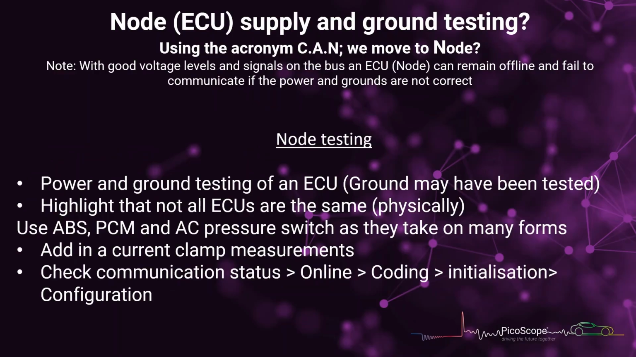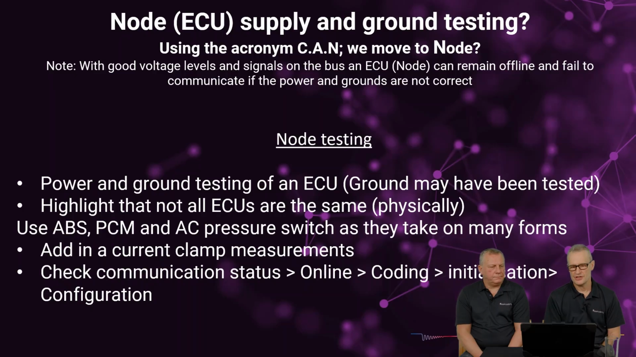And then we move on to node. So with good voltage levels and signals on the bus, an ECU node can remain offline and fail to communicate if the power supply and grounds are not correct. So we did our ground test while the vehicle was actually powered down. It made perfect sense to use milliohm resistance lead. So, power and ground testing, but here we've said that the ground may have been tested, but because we've got power, there is now an opportunity to load test it.